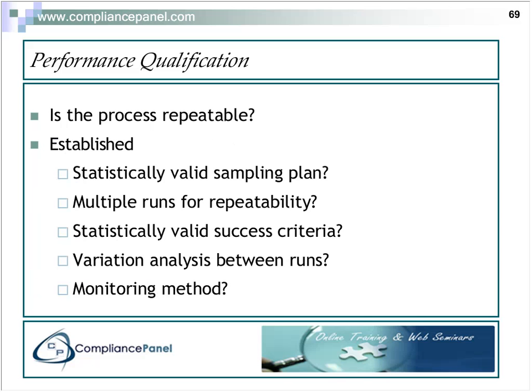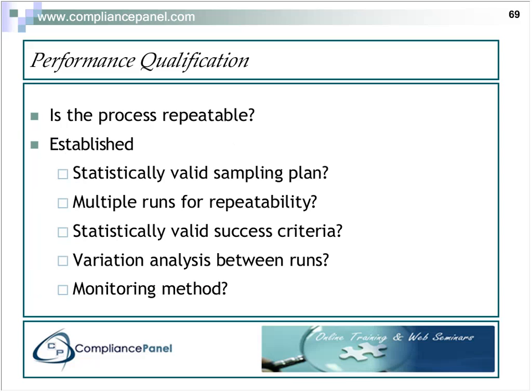Is the process repeatable? We're looking for a statistically valid sampling plan. We're running multiple runs for repeatability. We can't do this just once and turn it off and say we're done. We have to run multiple runs, and they must be a statistically valid number of runs, based upon what our output is going to be when we run full-scale production. What are those success criteria? Is it going to be a 95% confidence level, 99% confidence level? What is going to be the correct information there?